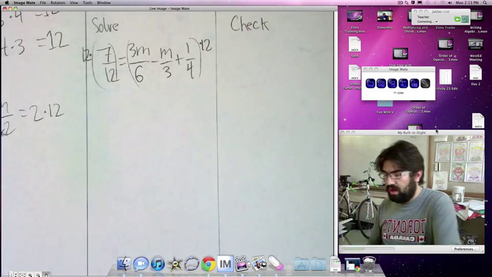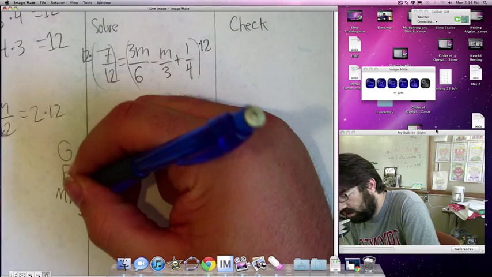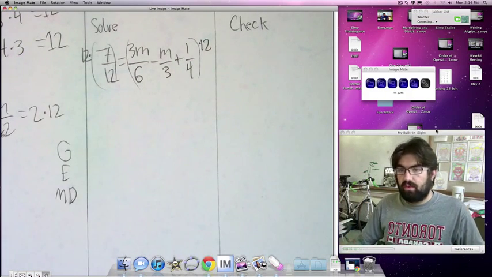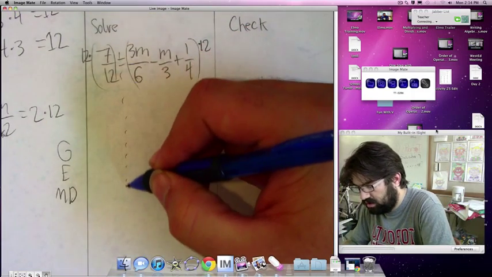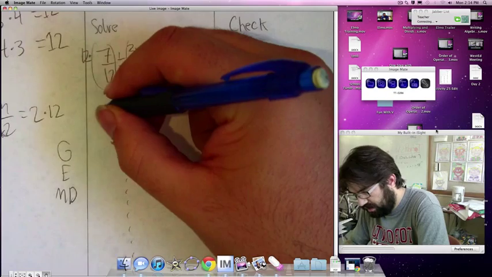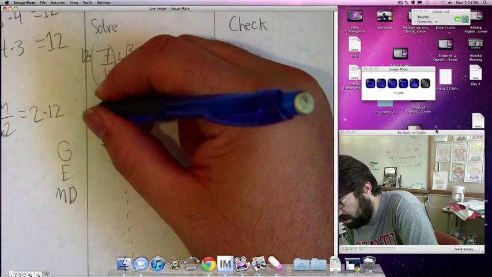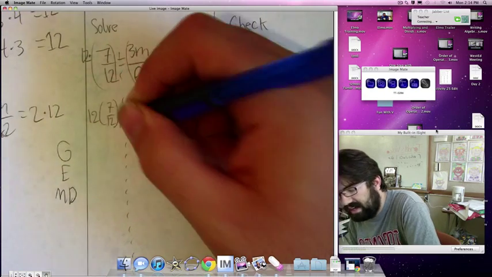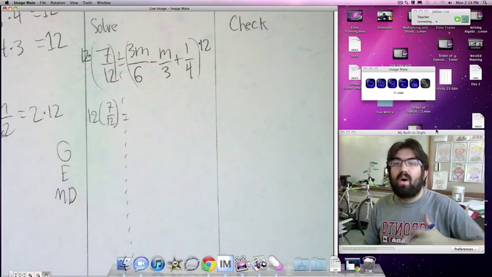I've always told you that with order of operations, if you remember, I always write it like this. If all you're doing is multiplying and dividing, you can do it out of order. Check this out. I'm going to hold off on the 12s for just a second. This is 7 over 12. First off, I'm going to take the distributive property. Now I have to distribute.